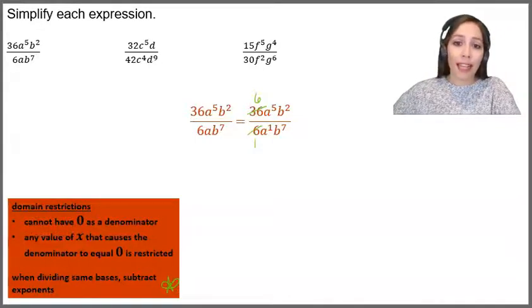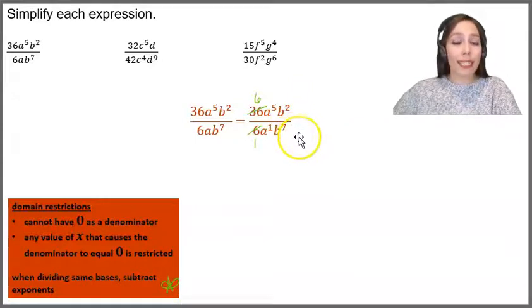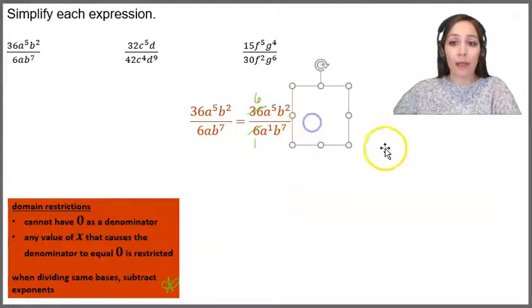So notice that we have a to the 5th and a to the 1st. They both have the base of a, so we can subtract these exponents from each other, 5 minus 1. And since 5 is the bigger exponent, we're going to keep a in the numerator. Then on this other one, we have b squared over b to the 7th. b is the same base, so we're going to go ahead and subtract those exponents, 7 minus 2. Because 7 is the bigger exponent, we're going to keep the b in the denominator.